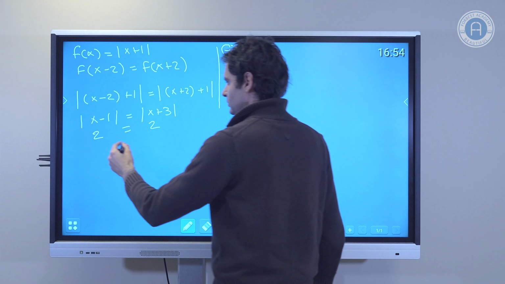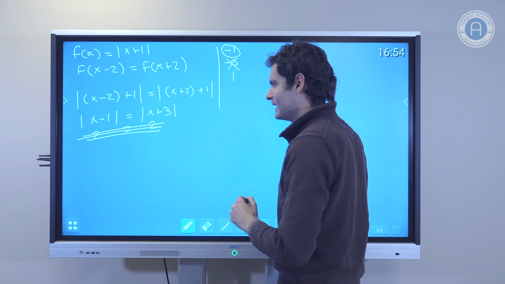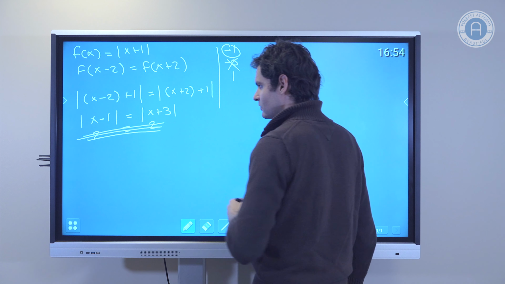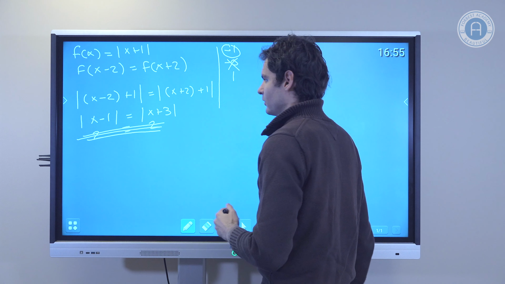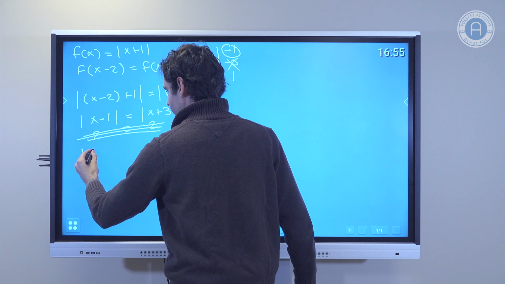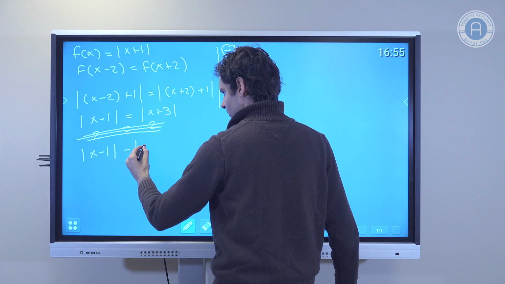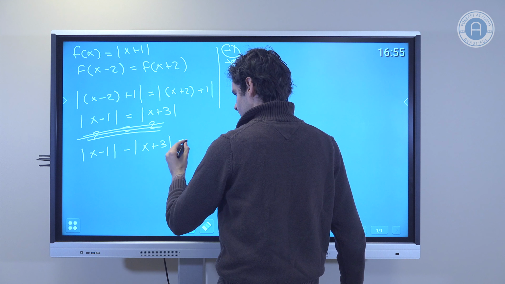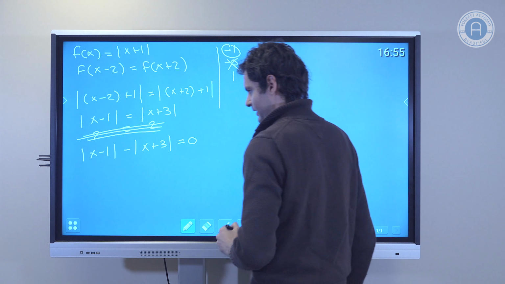But I want to solve this question not by guessing, because I want to show you how to deal with expressions containing absolute values, right? So let's move on. So I can bring this term to the other side. So I'm gonna have x minus 1 minus absolute value of x plus 3. And that is 0. So how do we solve this, right?